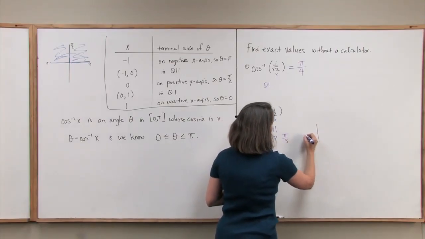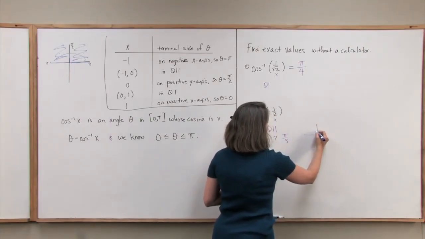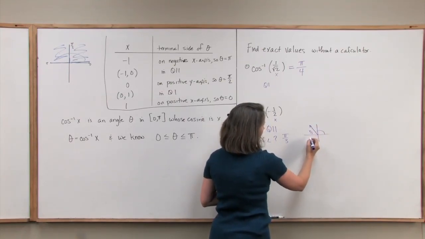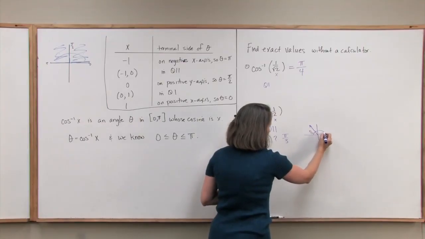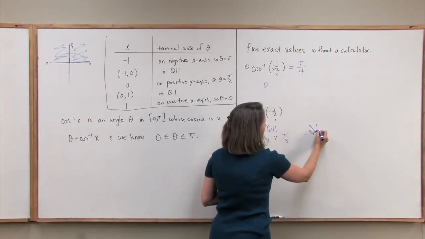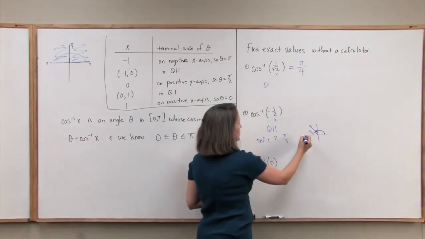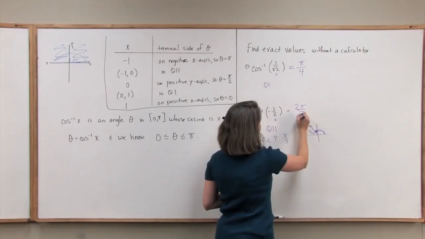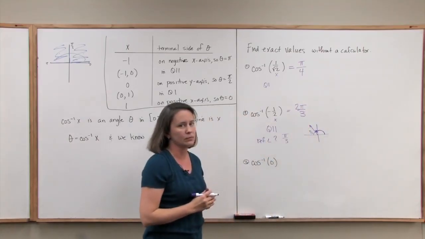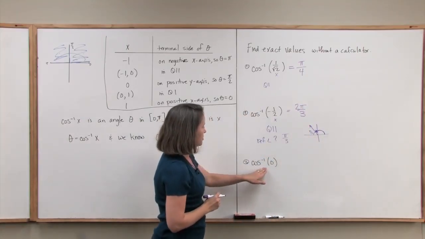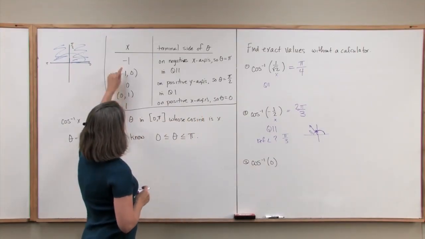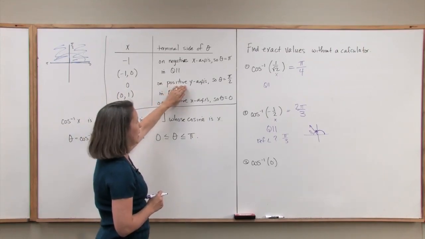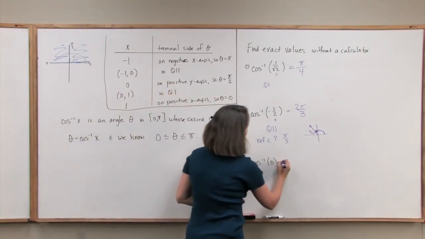Let's draw a picture of the angle that is going to be our answer. It's in quadrant 2. The reference angle is pi over 3. And here's the angle we need. How do we figure this out? It's pi minus our reference angle, or 2 pi over 3. One more. The inverse cosine of 0. Well, when x is 0, then we know that the terminal side of theta lies on the positive y-axis, and that makes our angle theta pi over 2.